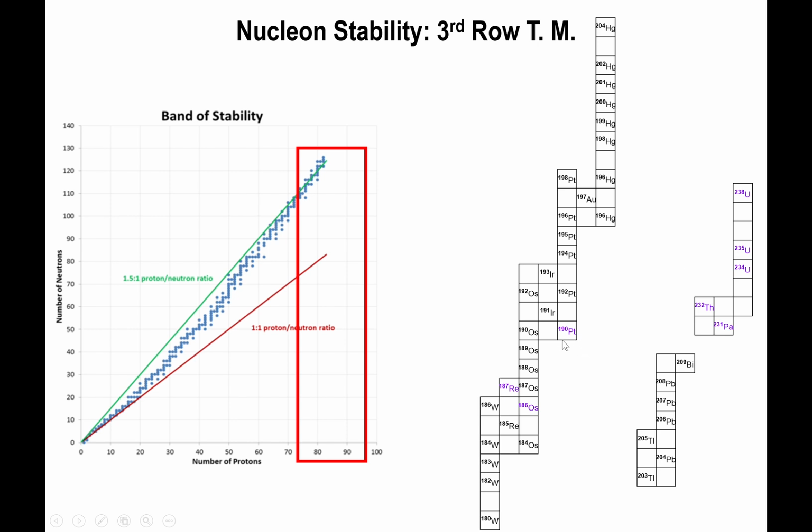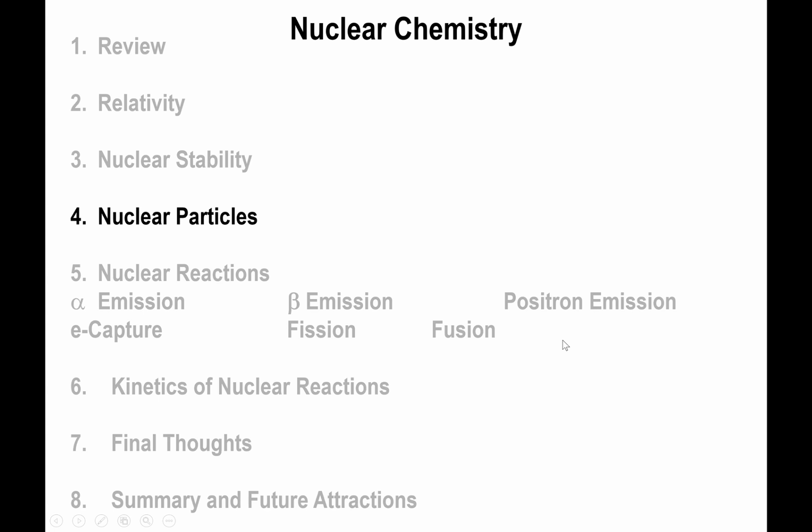Now, the ones that I have here highlighted in purple, they are stable enough that you can actually find them naturally on Earth, but they are still radioactive. Okay, so just be aware that these purple ones, thorium-232, uranium-235, platinum-190, those are actually radioactive.